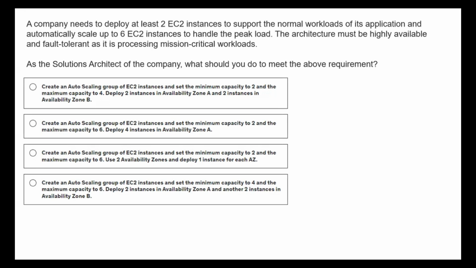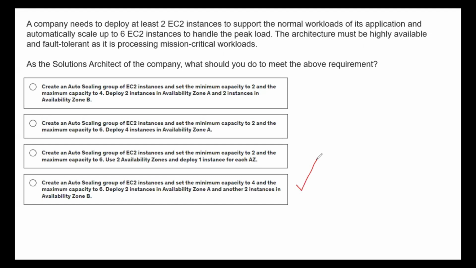Okay, so I hope by this time you would have guessed the answer. Which is the highly available setup among these 4 options? It is going to be option number 4. This will be the correct answer. Why? Because we have to set the minimum capacity to 4 instances. How is it 4? Per availability zone, we should have a minimum of 2 instances running. So we will have 2 instances running on availability zone A, and 2 instances running on availability zone B. So that becomes the minimum capacity of 4.